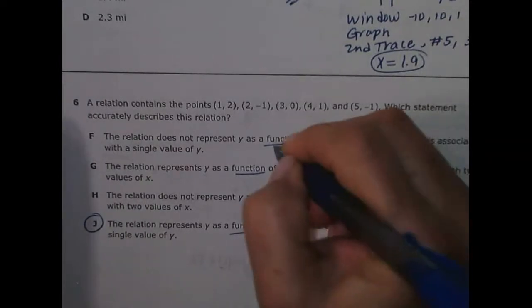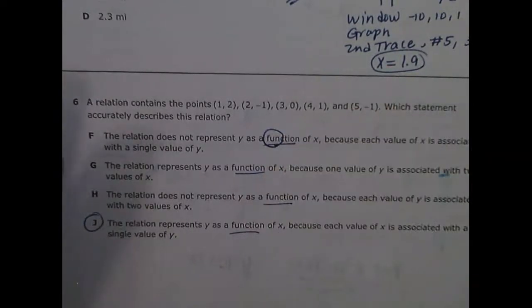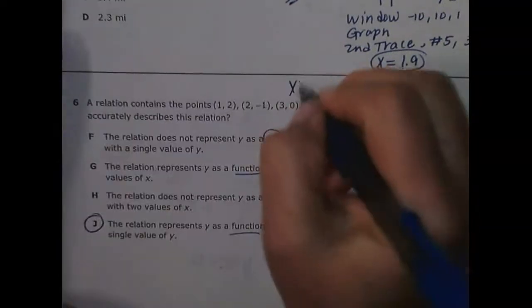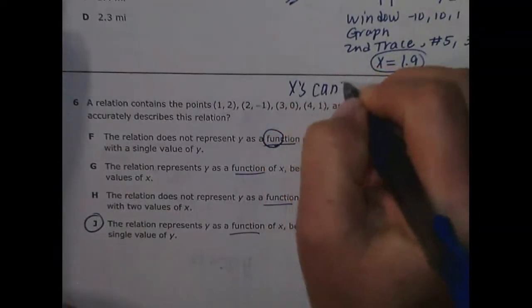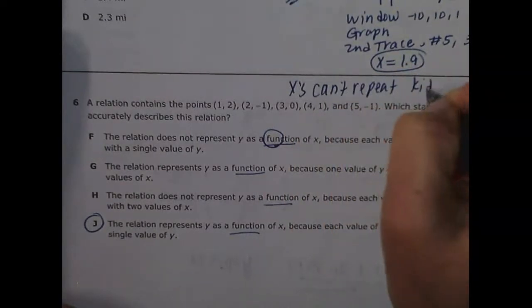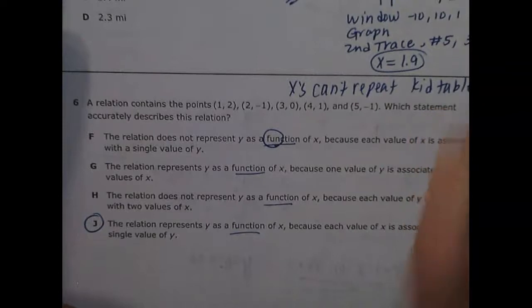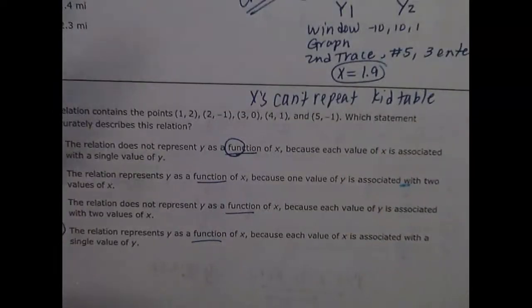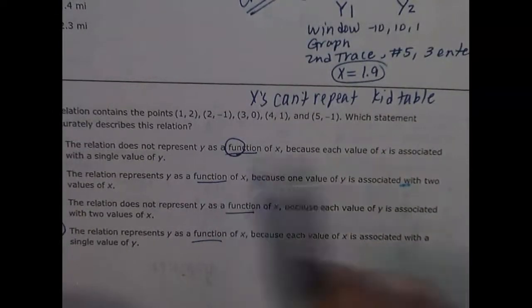And I think we talked about the fact it wasn't that much fun. What's not fun? Being chopped in half if you're at the kid table. So if you remember the kid table, what about the x's? The x's can't repeat. So x's can't repeat. I'm going to write kid table. By the way, if you're not from my class, that won't make much sense yet. And so, because that's part of it.